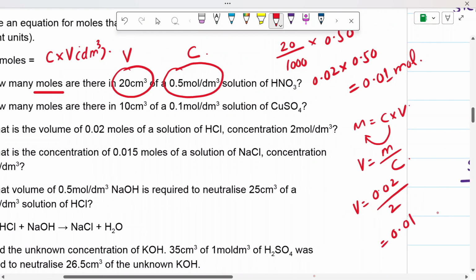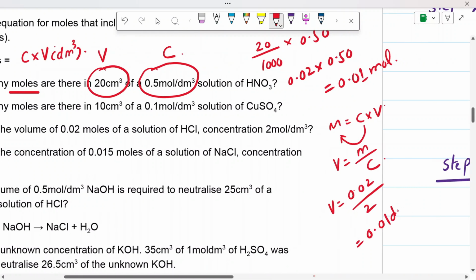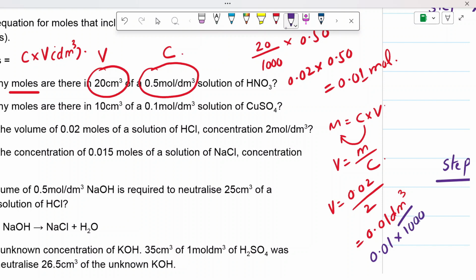Okay, you see this volume is in cubic decimeter, right? DM cube. If you need to convert this volume into cubic centimeter, what are you gonna do? Oh, you have to times by 1000. Very good. Times 1000. So we're gonna get 10 cubic centimeter, right?